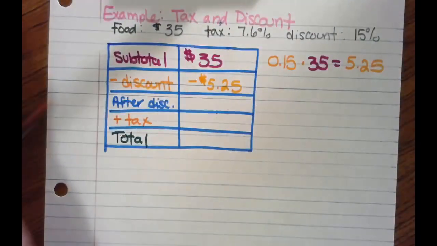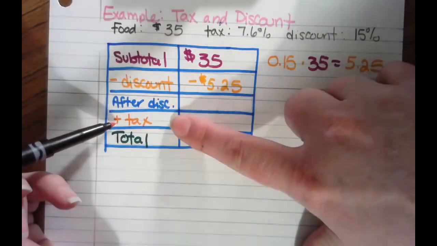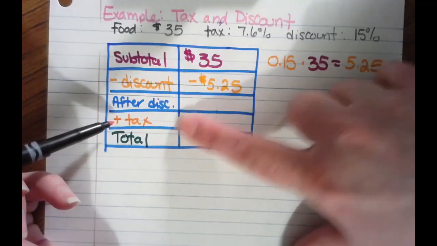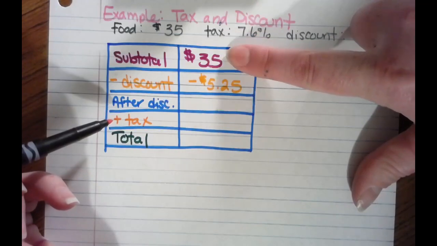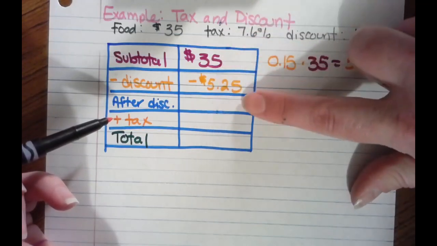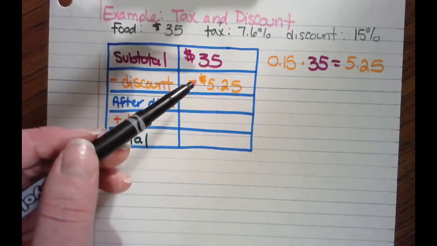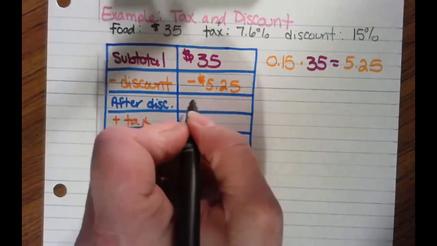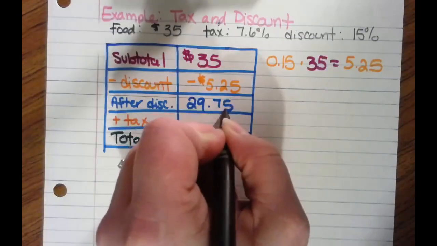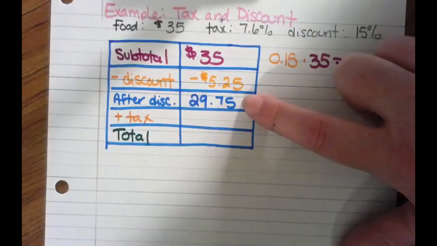Okay, so again, this is where it gets a little tricky, because we can't just add the tax because we don't know what number we're actually paying tax on, because again, remember, we're not paying tax on the 35. We would pay a tip on the 35, but we would not pay a tax on 35. We only pay tax on the discounted amount. So we need to take our $35 and subtract $5.25 from it, and after the discount, we actually only are going to pay $29.75. That's the amount that we actually get taxed on. We only have to pay taxes on this amount.